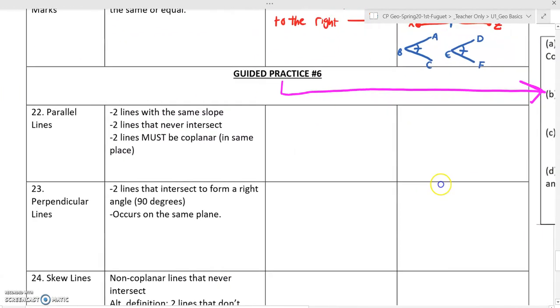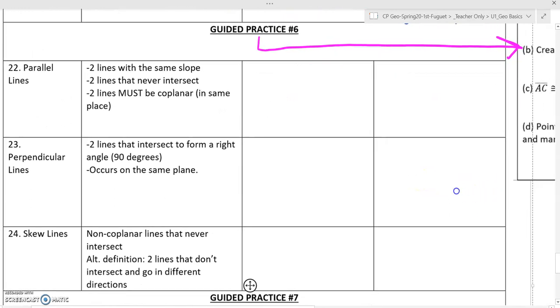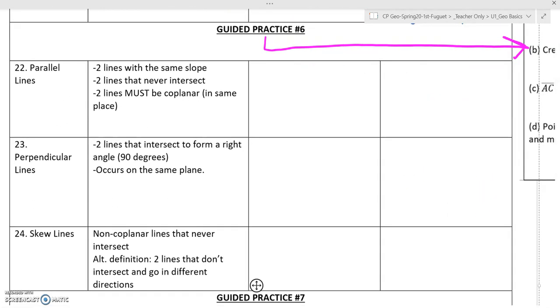We're going to wrap up the video with these final 3 definitions. I'll provide some more visual on this in class, but I'm going to do my best to show this in video format to you. So parallel lines are going to be 2 lines with the same slope. You probably learned this from Algebra 1. And 2 lines that never intersect, that's also from Algebra 1.